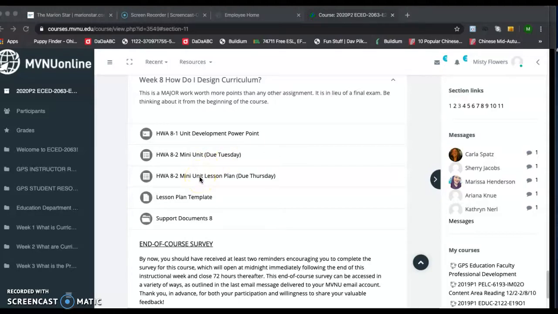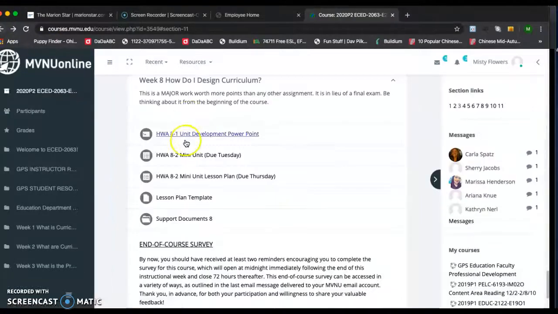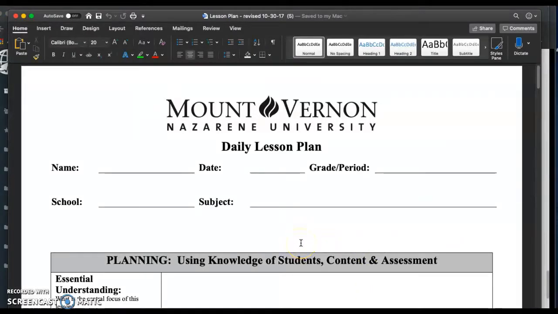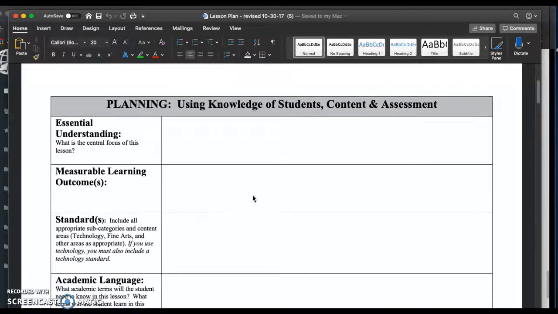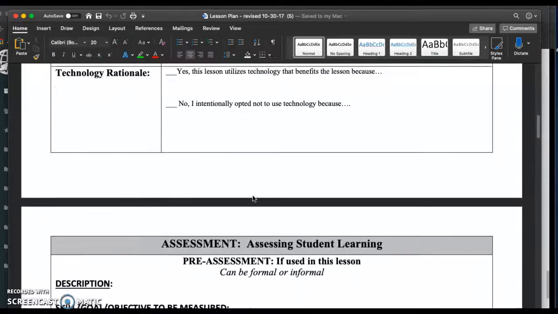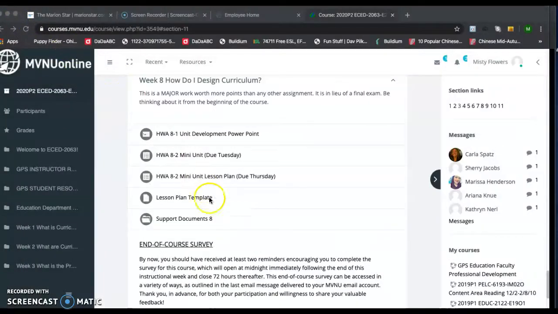On Thursday, your lesson plan is due. Now, the form is back here on Moodle. Here's your template. So you're taking your information that you submitted on Tuesday and you're putting it into this format. If you have questions, please ask me.